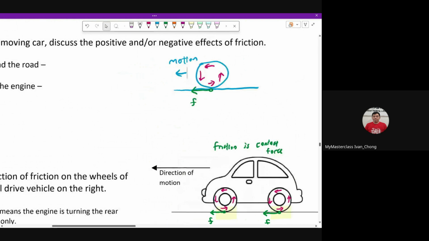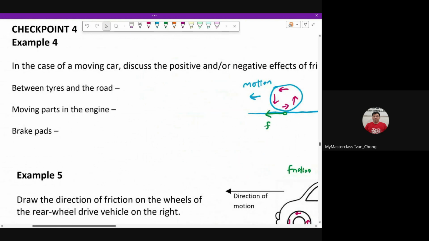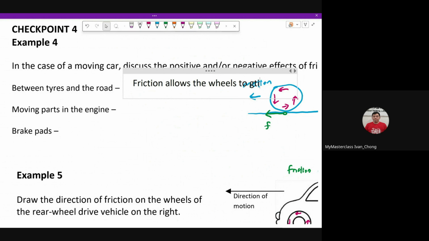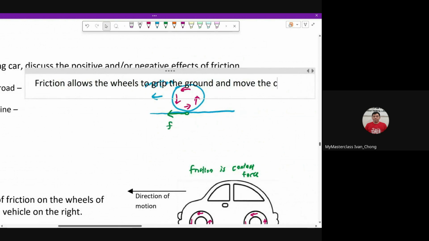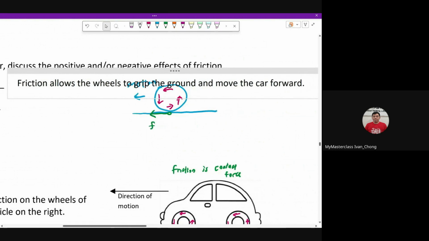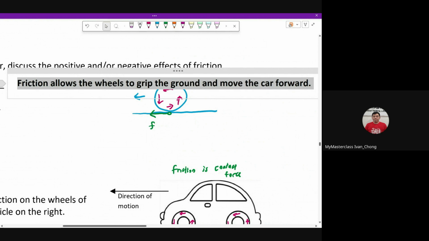Okay, so actually wheels allow us to move faster. So friction allows the wheels to grip the ground and move the car forward. So this is your advantage.